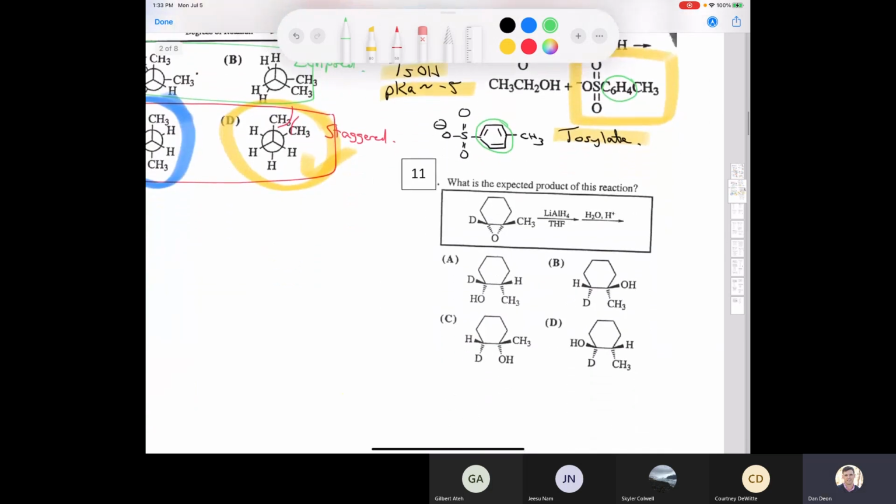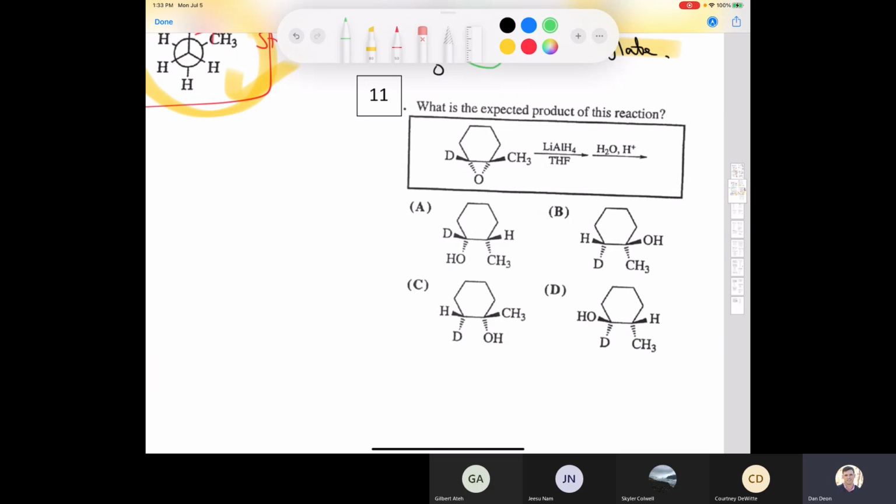All right, let's take a look at 11. It says, what is the expected product of this reaction? We're taking an epoxide, and if you remember, we looked at epoxide chemistry pretty early on in the class. So the first step is that we're treating it with lithium aluminum hydride, right? So we have the aluminum hydride ion, which is a source of hydride as a nucleophile. So the question becomes, is the hydride going to attack this carbon, or will the hydride attack this carbon?